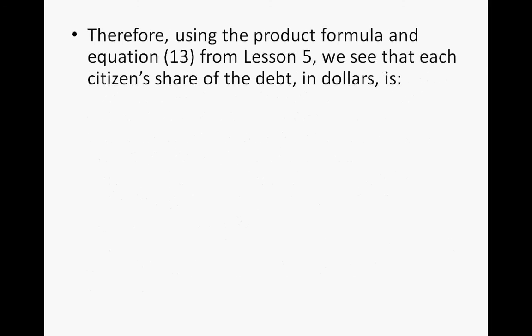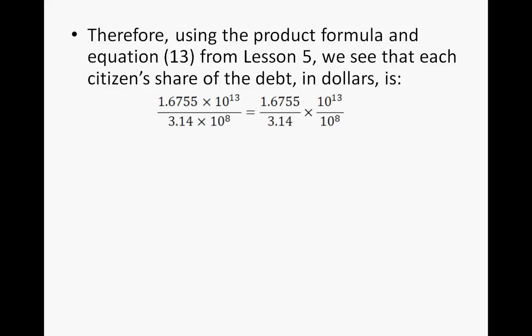Okay, therefore, using the product formula and equation 13 from lesson 5, we see that each citizen's share of the debt in dollars is written like so. So here is the debt, here is the number of people, or the population, and again, using our product formula, we can split up the powers aside from the decimal portions. Because we can use our laws of exponents, 13 minus 8 becomes 5, so this is 10 to the 5th power, and then we haven't done anything with the decimal portion yet.